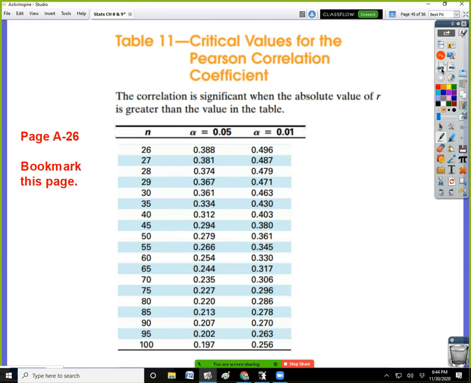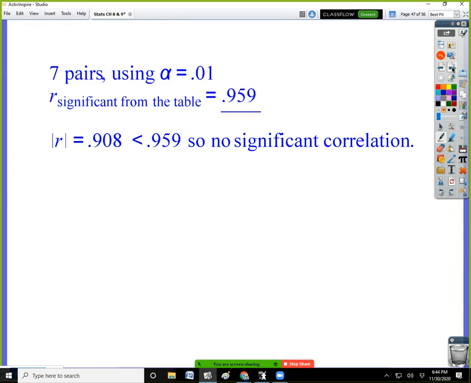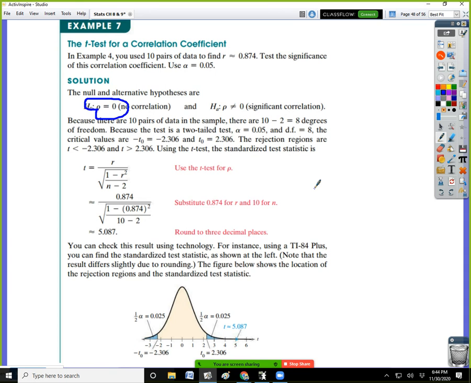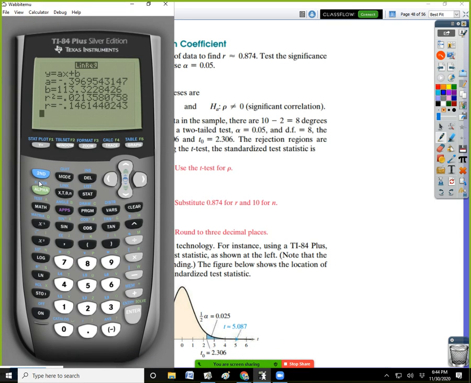Hang on. Hang on a second. No, that's not it. T-test. Stats. No, that's not what I wanted. What did I want? I'm trying to remember where I want. There it is. Inverse T. So area is 0.05. Degrees of freedom are 8. What the hell is that?